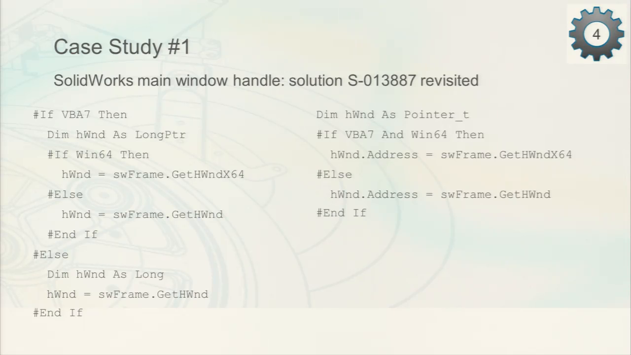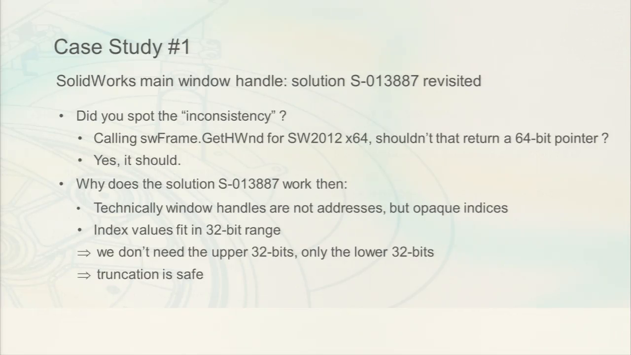It's this line here. If you've used this, think about our intermediate solution. What we were actually doing is running your VBA code in a 32-bit process, and asking SolidWorks for the main window handle. But SolidWorks was 64-bit. So technically, shouldn't that be a 64-bit pointer for that window handle?